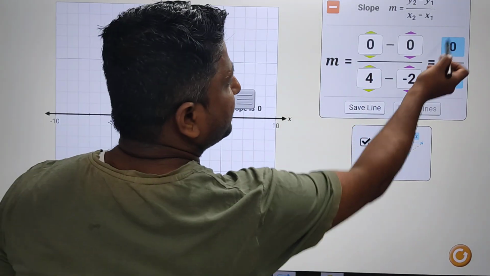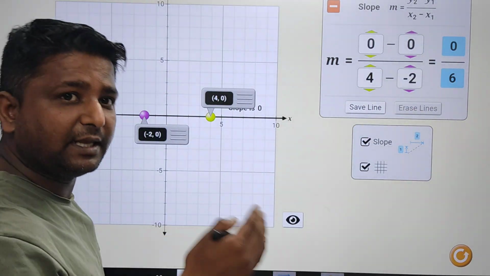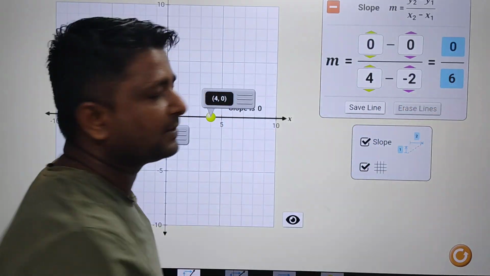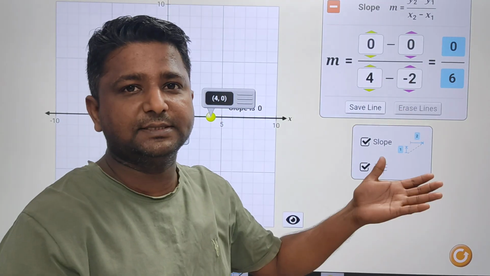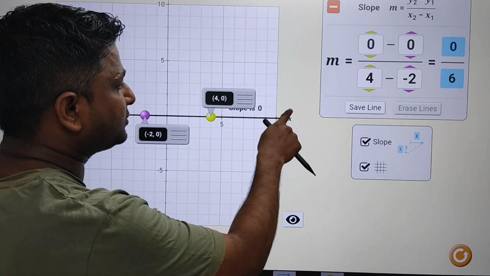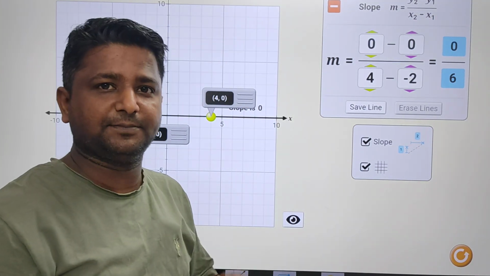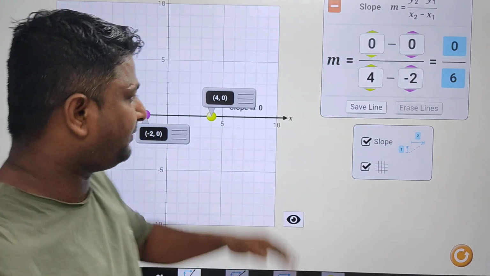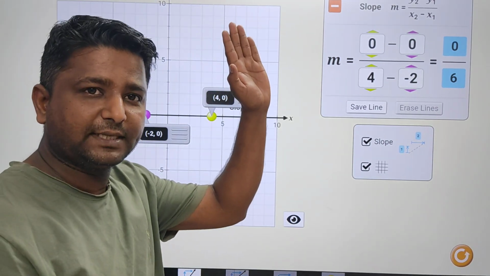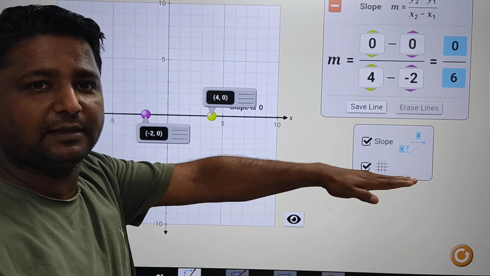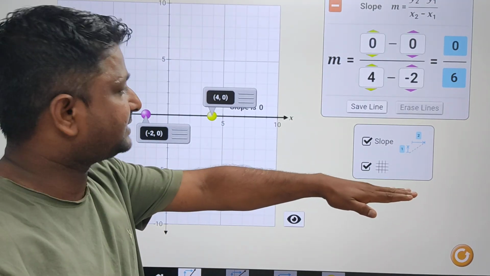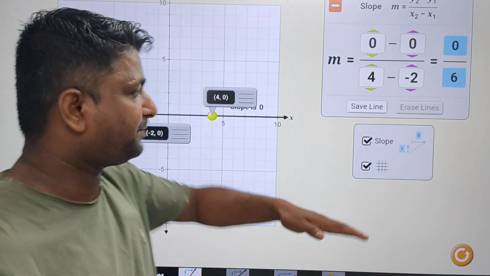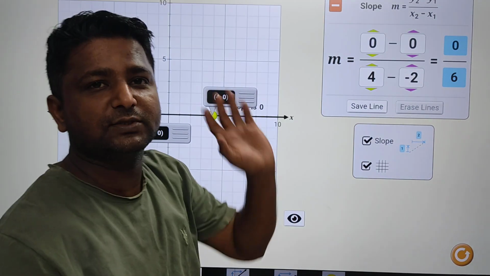So 0 minus 0 is 0, right? And now let's subtract the x coordinates. 4 minus of -2, and that becomes 6. So what is 0 over 6? That is 0. So can I say that the slope of this x-axis is 0? Yes. So first thing that we have understood, that when the line is perpendicular to the y-axis, that is the x-axis, the slope of x-axis or the line which is parallel to x-axis will have the slope 0.